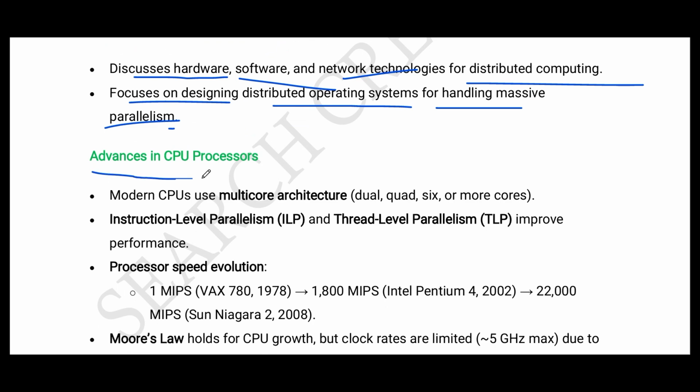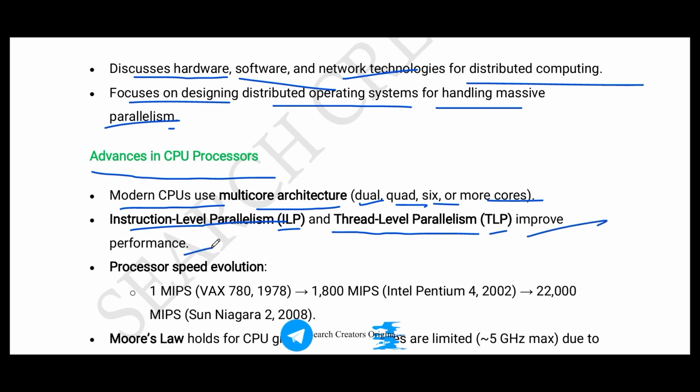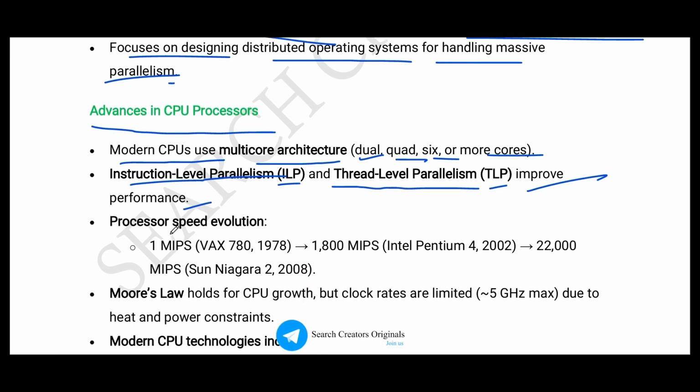Next is advances in CPU processors. Modern CPUs use multi-core architecture, which means the number of cores comes in different formats like dual, quad, 6 or more cores. Next is instruction level parallelism, which is ILP, and thread level parallelism, which is TLP, to improve the performance.